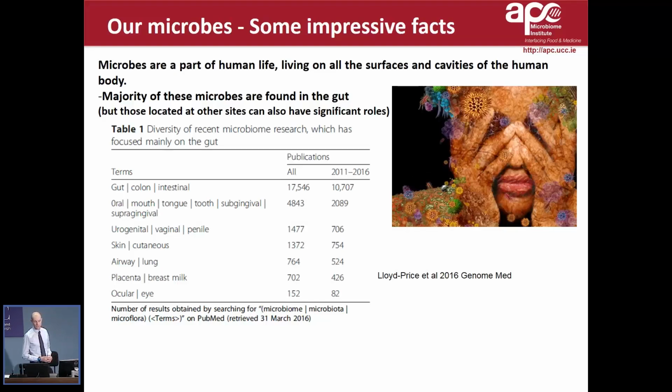The gut, colon, small intestine area has really been a focus of a great deal of attention, and you will see that of a total of 17,000 papers in that category, almost 11,000 of those have appeared in the last 5 years, up to 2016, and that's obviously been increasing substantially since then. Other areas of slightly lesser interest include the oral, mouth, tongue cavity, which is 2,000 publications, urogenital vaginal area, skin, airway, lung, down to even the eye microbiome in recent times.